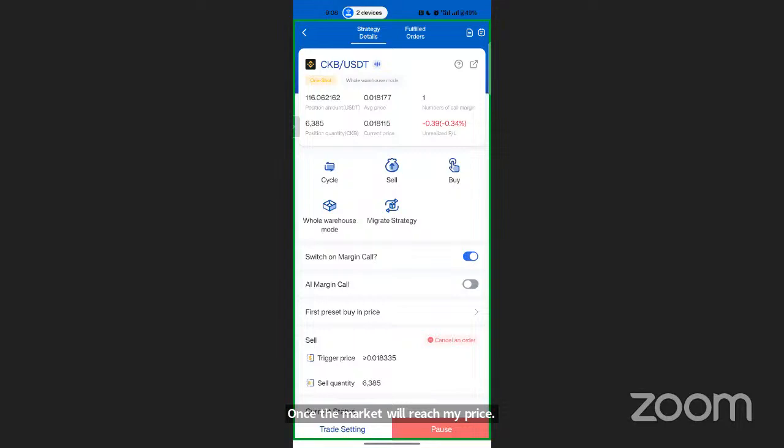Now, I know some people are asking me, can this help me to get out of floating loss? No. If you are in floating loss, open margin calls.